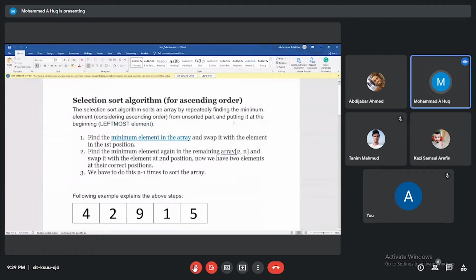9:30 দেখছো, সর্বনাশ। Selection sort algorithm for ascending order. Okay. Who can just spell it out for us? Just read it. Who can read?